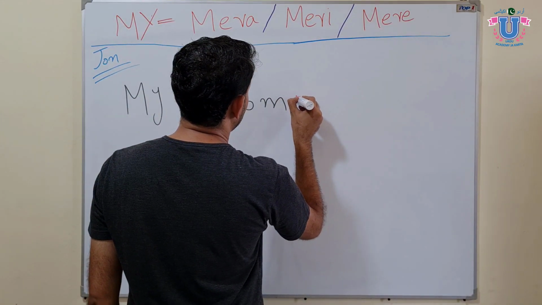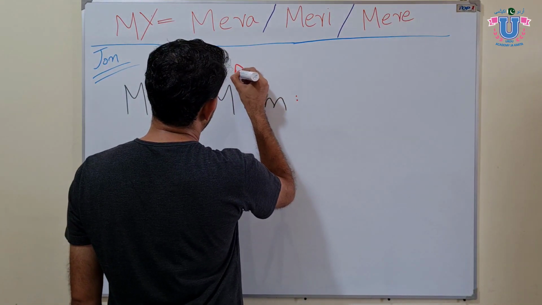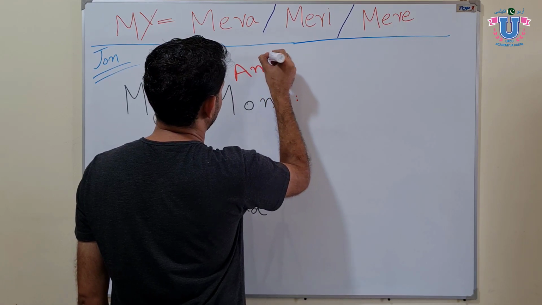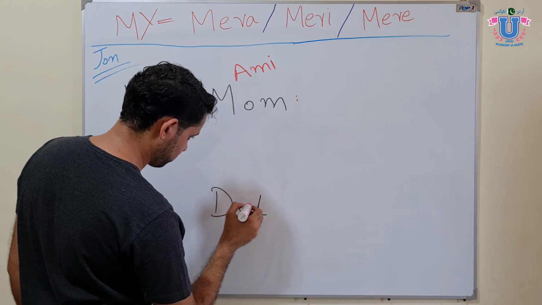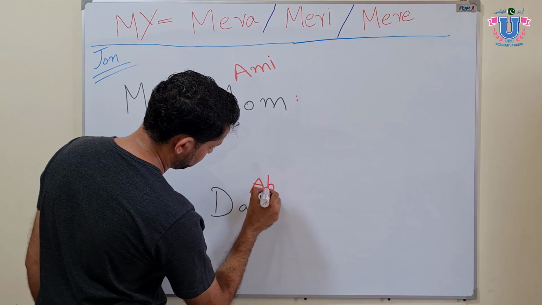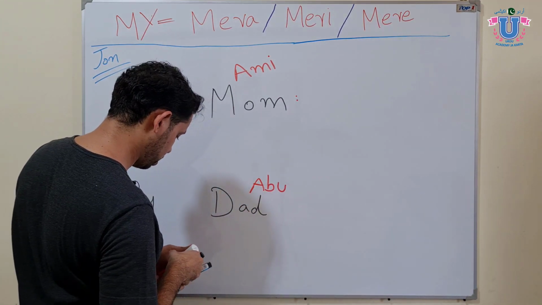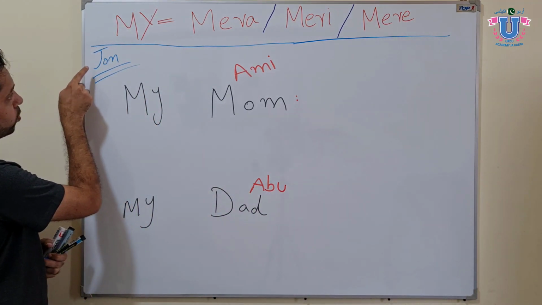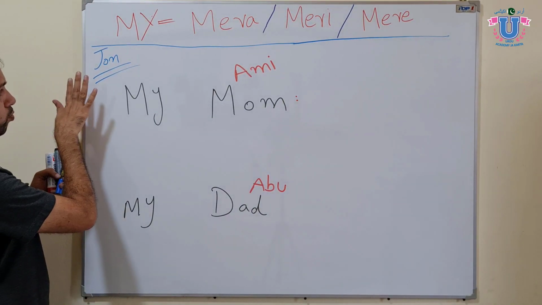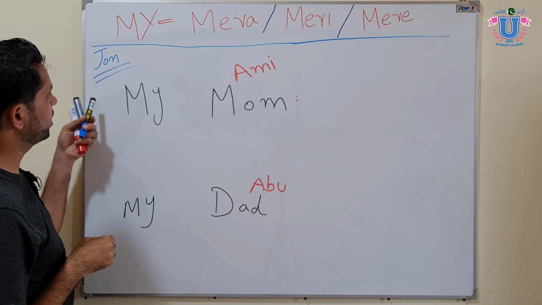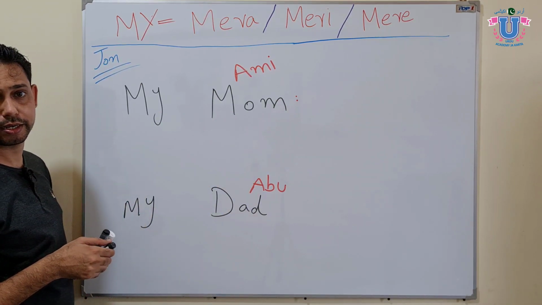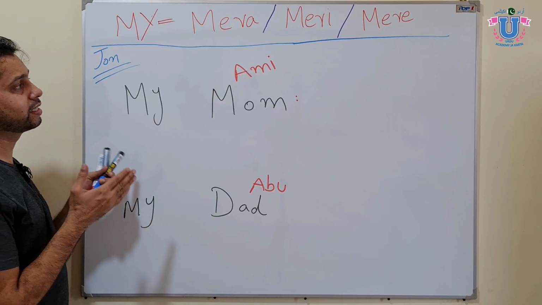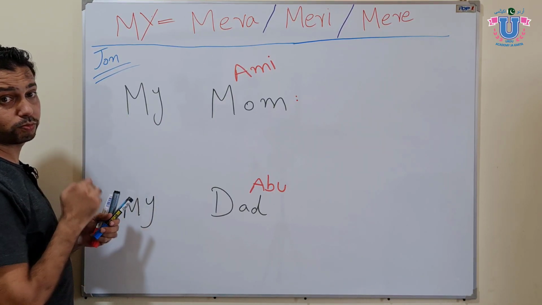So if John says my mom, how will John say my mom? In Urdu the word mom is ammi. You can use mom as well, or you can use ammi. Mom is ammi and dad is abu, right? I can write it here, abu or ammi. Good. Now tell me, the person who is speaking here is John and John is a boy. So how will John say my mom? Mom is ammi. How will he say it? Maybe you are thinking he will say mera ammi because John is a boy, right?